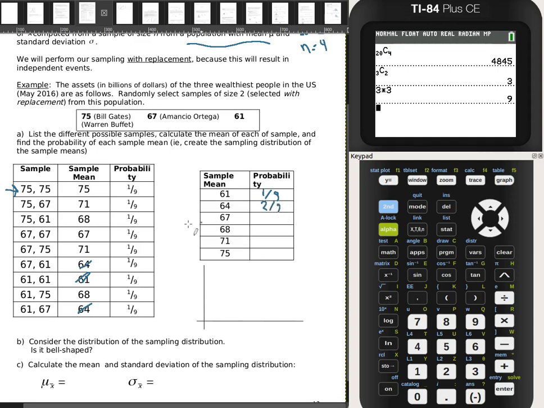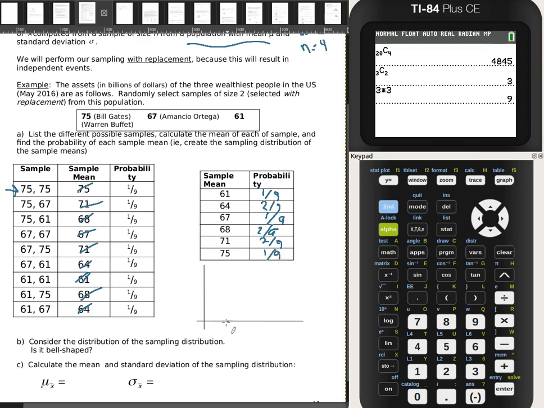And then for 67, looks like only once again, right? So another 1 out of 9. Now we're looking at 68. Happens twice. Once, twice. So 2 out of 9 chance for 68. And then what about for 71? Happens also twice. 2 out of 9 chance. And then last but not least, 75. Happens only once. 1 out of 9 chance.